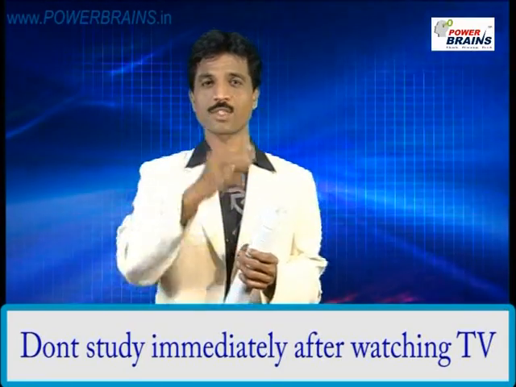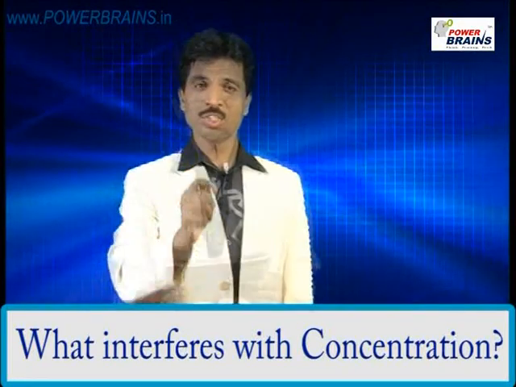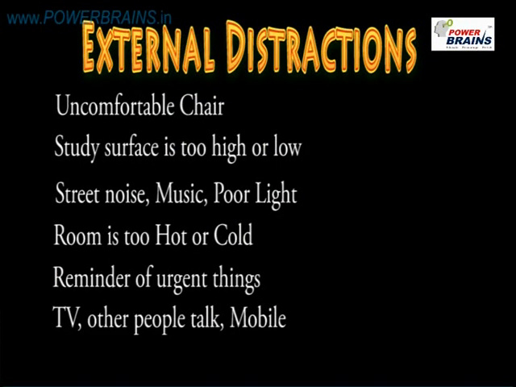What are the main types of distractions we have? Concentration is the ability to work intensely at a task to the exclusion of every other demand on your attention. What interferes with your concentration? One is external distractions. The distractions may be an uncomfortable chair, a study surface that is too high or too low, street noise, music, poor light, a room that is too hot or too cold, a reminder of other urgent work, television, other people talking, friends, a mobile phone, it can be an SMS or ringing.